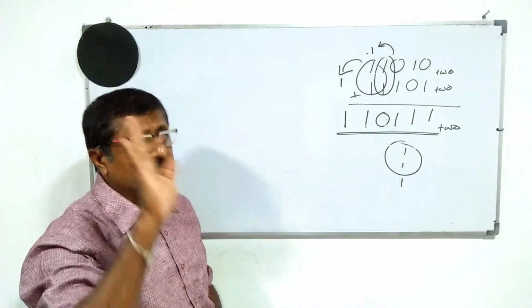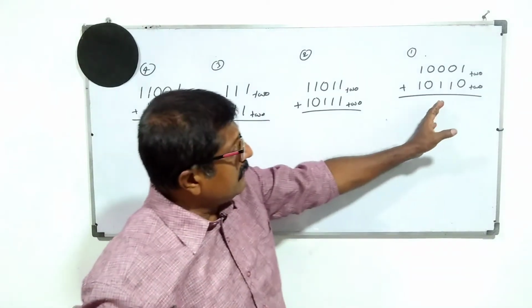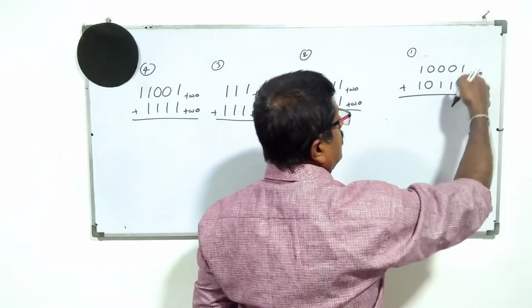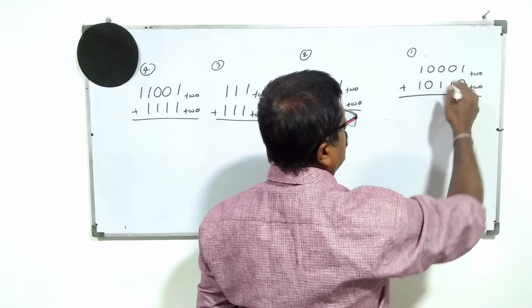Now let's take another 4 examples. Now let's add these two numbers. 1, 0, that is 1. Again 0 and 1, 1.